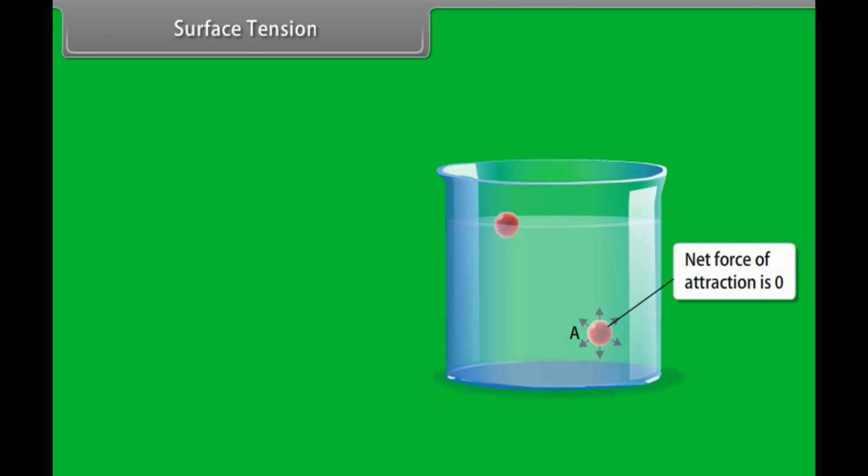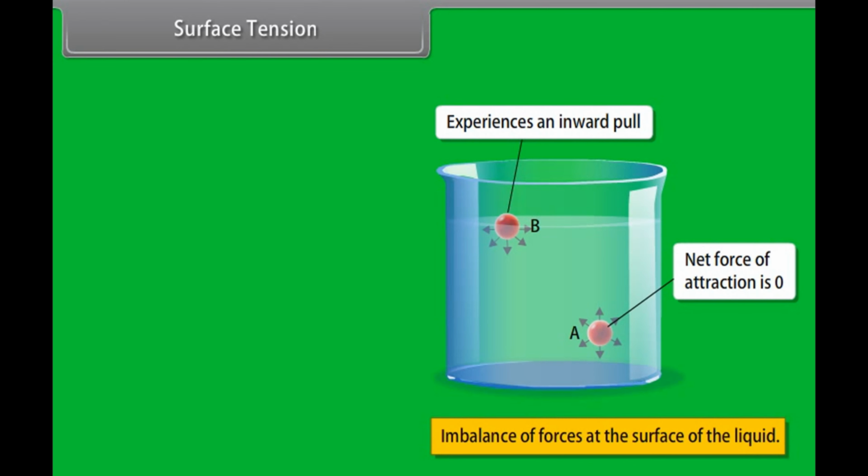Therefore, the net force of attraction acting on such a molecule is almost zero. However, a molecule at the surface of liquid has no upper molecules to participate in attraction. This creates imbalance of forces at the surface of the liquid. Consequently, the molecules at the surface experience a resultant inward pull.